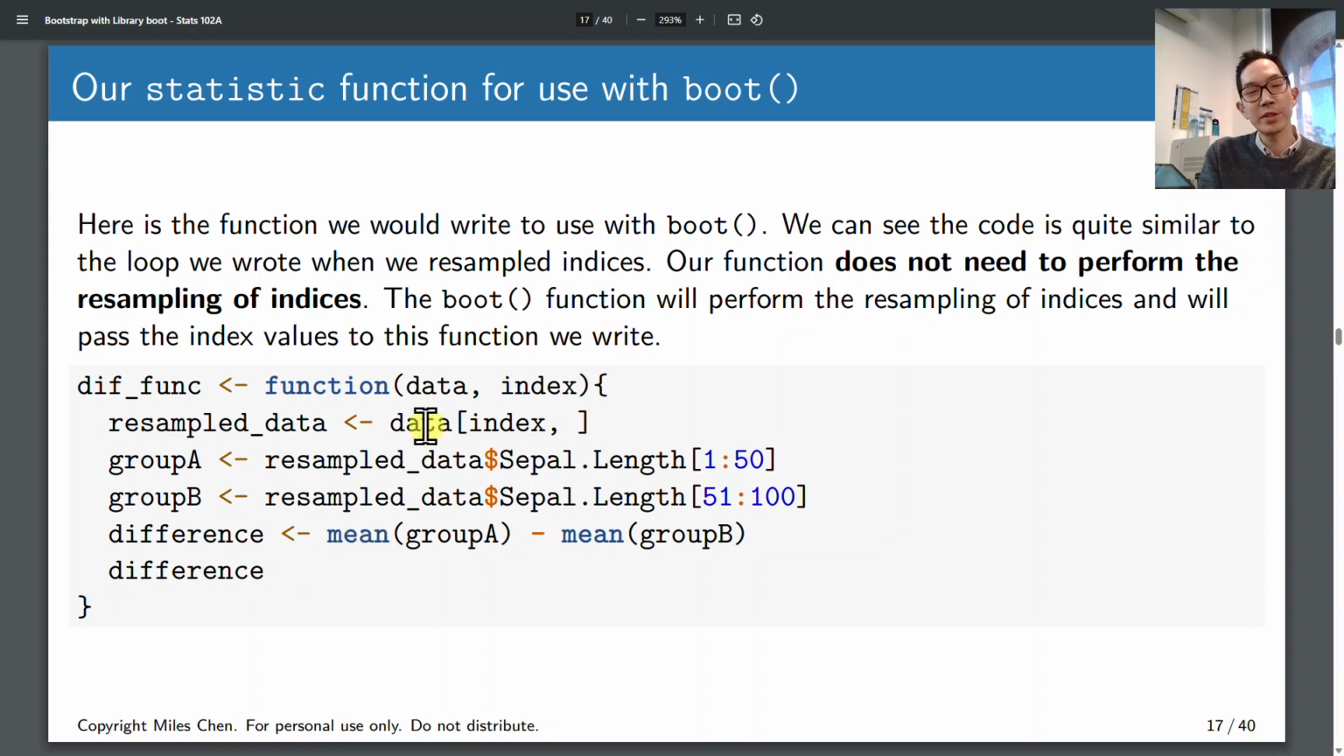Our statistic is calculated by taking the data and subsetting it to those resampled indices. I'm doing data, subset by index, comma, because my data is going to be my iris data set. So I'm basically subsetting iris based on the indices, and that forms my resampled data. From my resampled data, I take sepal length. We take the first 50 values, call that group A, then take observations 51 through 100, call that group B. Calculate the mean of group A and the mean of group B. That's my difference, and that's what I return.